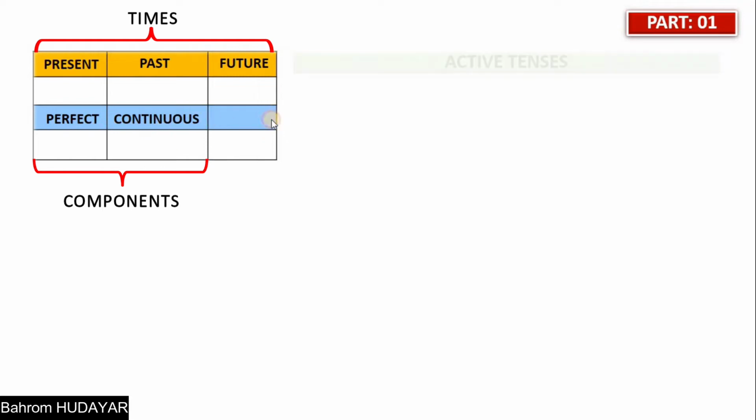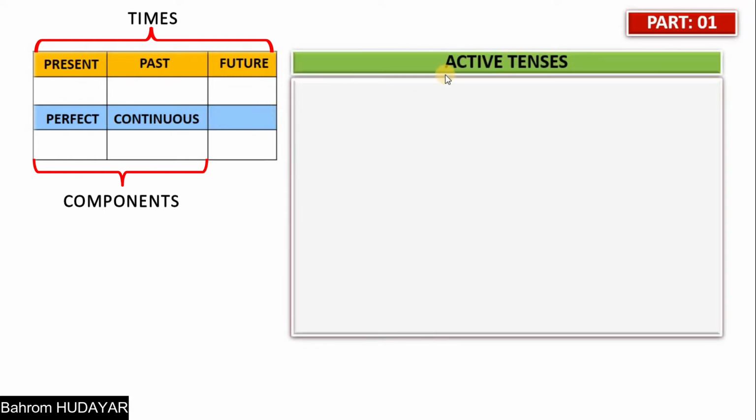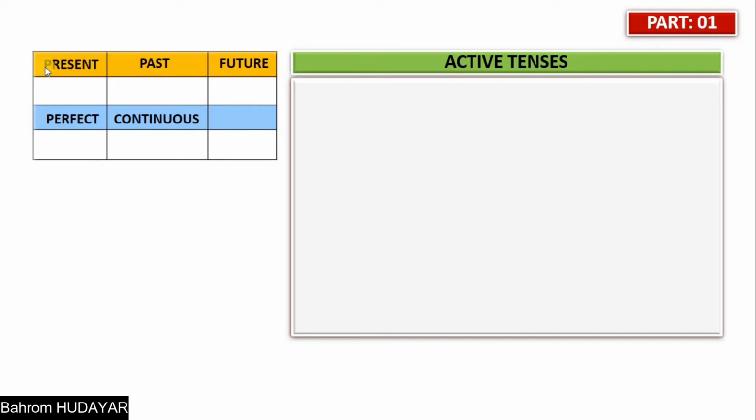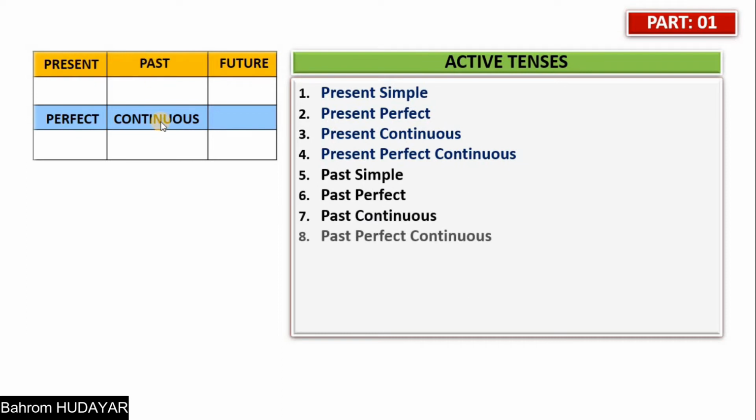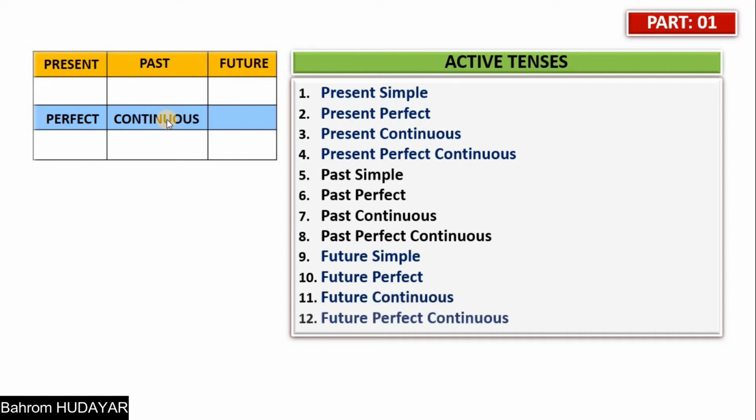Now, I will show you a very simple process. The process of how you're gonna get 12 active tenses from this table. Please watch me very carefully. Look, present simple, present perfect, present continuous, present perfect continuous, past simple, past perfect, past continuous, and past perfect continuous. Okay, future simple, future perfect, future continuous, and future perfect continuous.